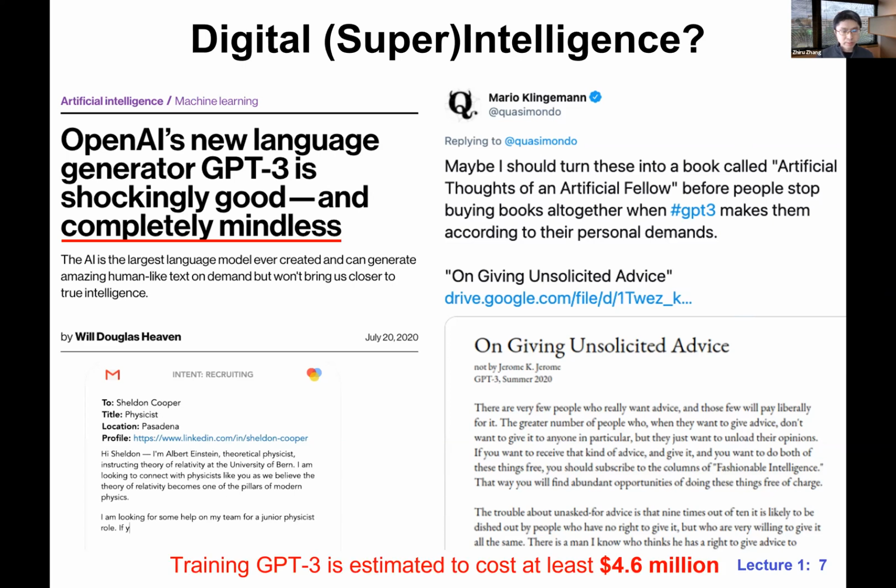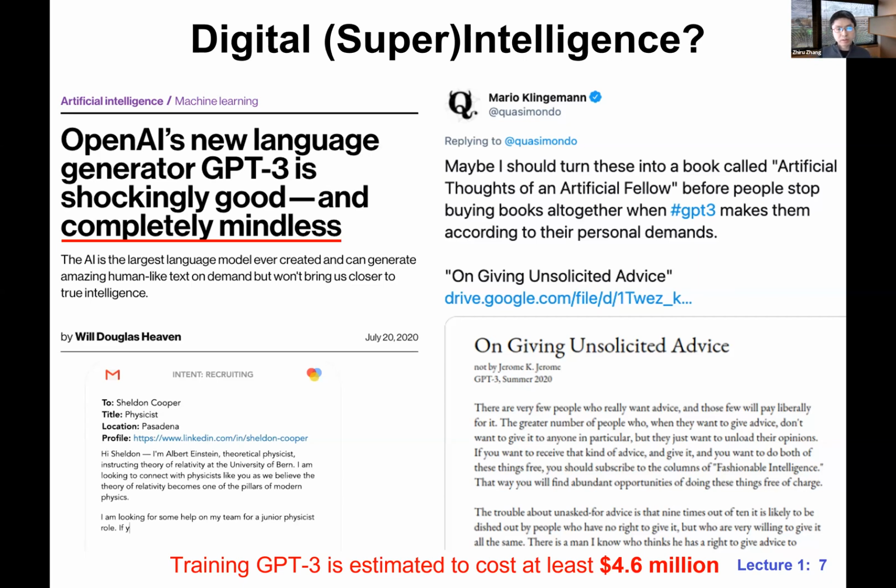To give you more data, just to train a model like this, the cost is estimated to be close to $5 million. This is also mind blowing, right? But again, this really means that this whole thing is empowered by this huge amount of compute power, by the digital computers.